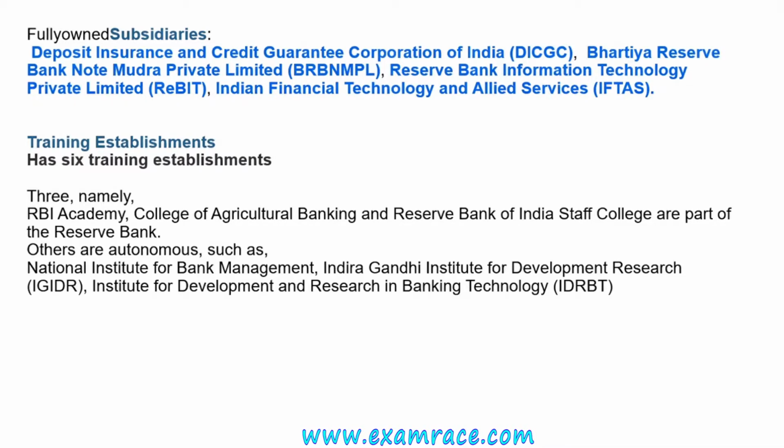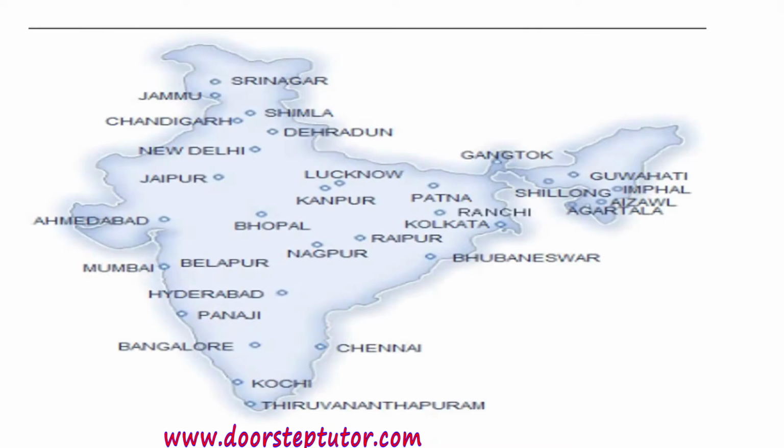RBI has its own training centers. There are 6 training establishments. The first 3 are the RBI Academy, College of Agricultural Banking and RBI Staff College. Further 3 independent autonomous institutions are the National Institute for Bank Management, Indira Gandhi Institute of Development Research, that is IGIDR, and the Institute for Development and Research in Banking Technology, IDRBT. This is the picture which shows the regional offices of RBI at different places.